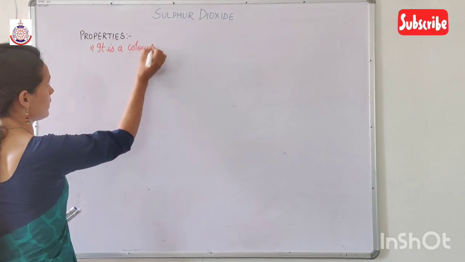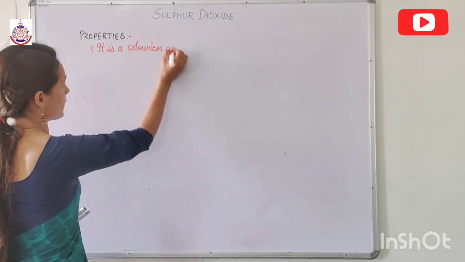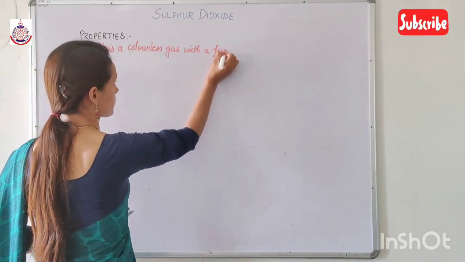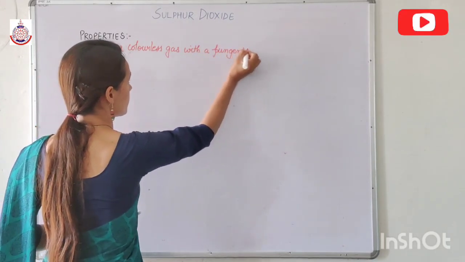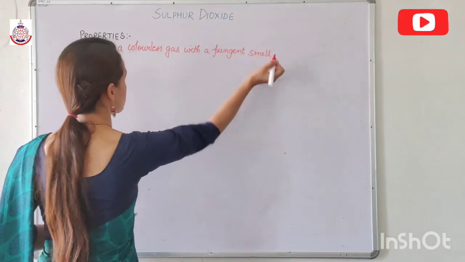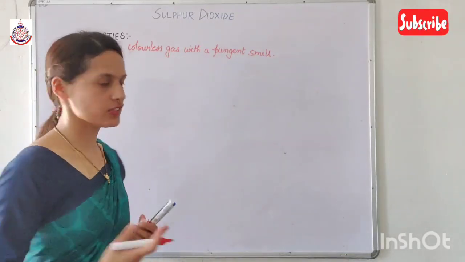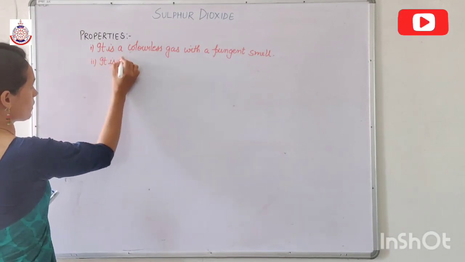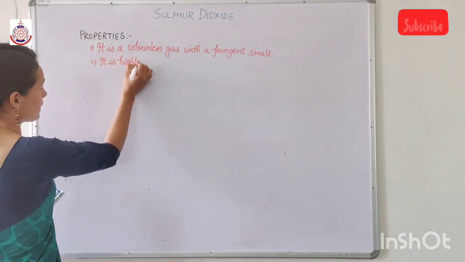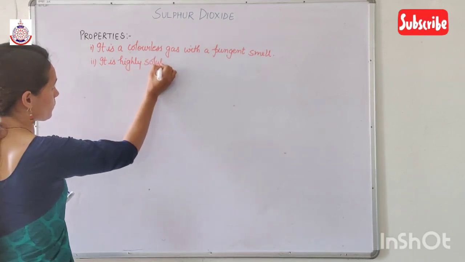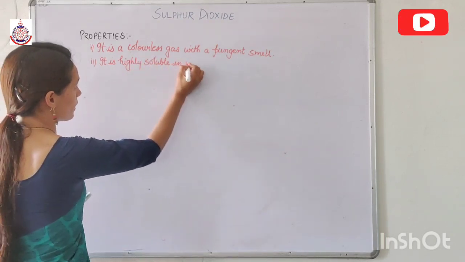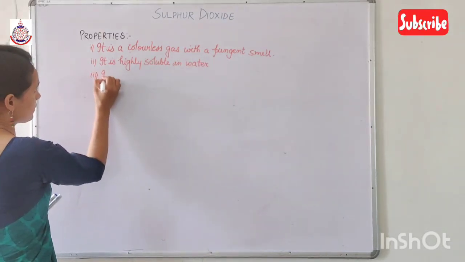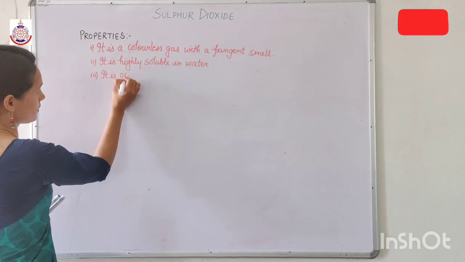The first property is that it is a colorless gas with a pungent smell. Second, it is highly soluble in water. Third property is that it is acidic in nature.